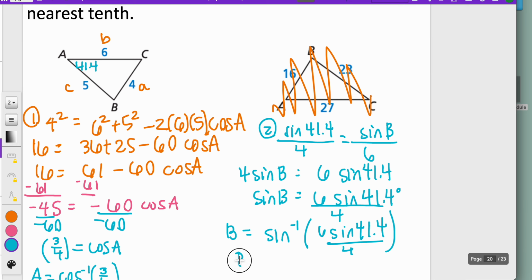And I'm going to get B is about, let's see, I'm going to double check this one: 41.4 sine times 6 divided by 4, and then inverse sine, 80.42.